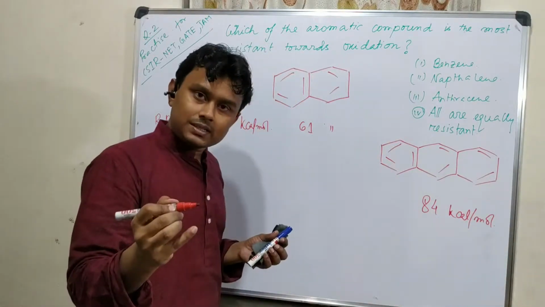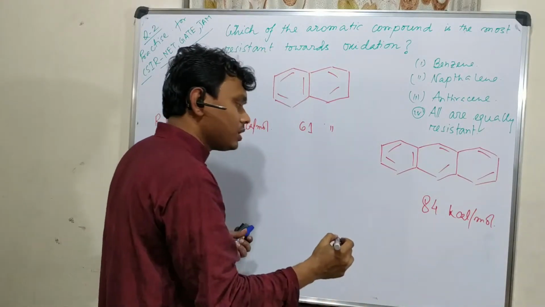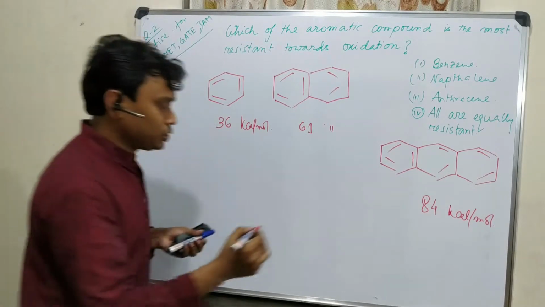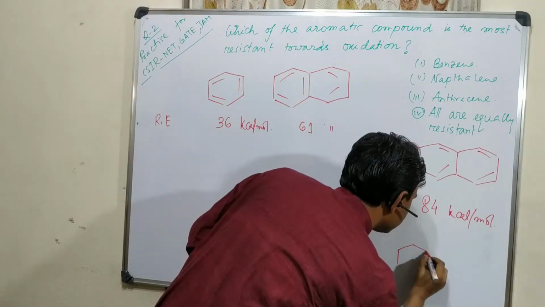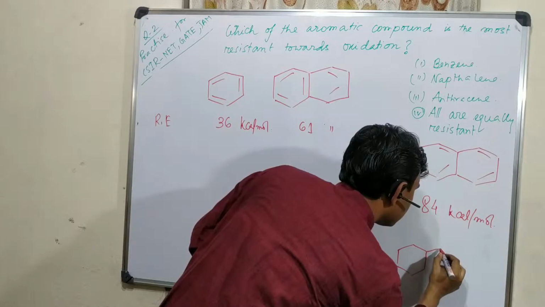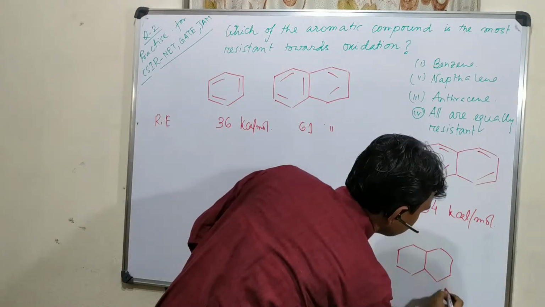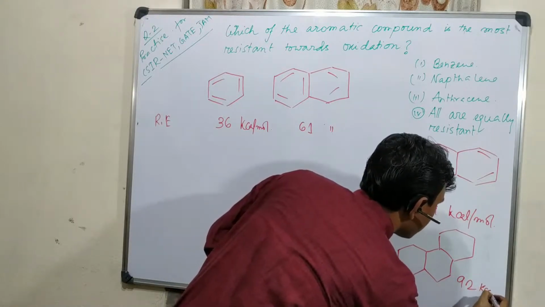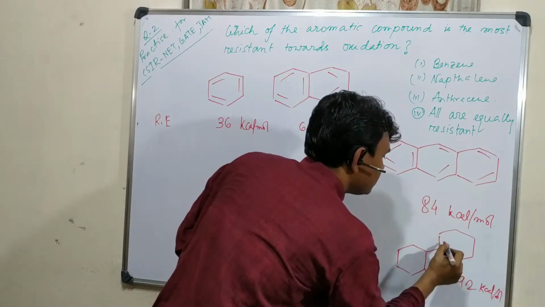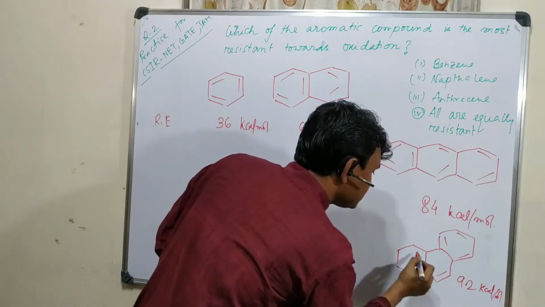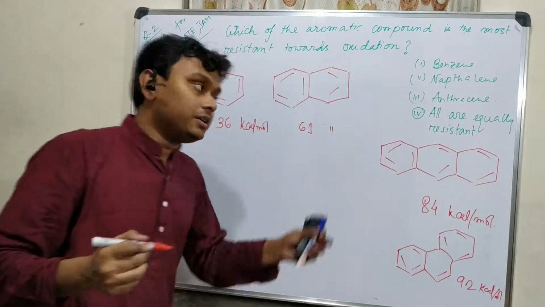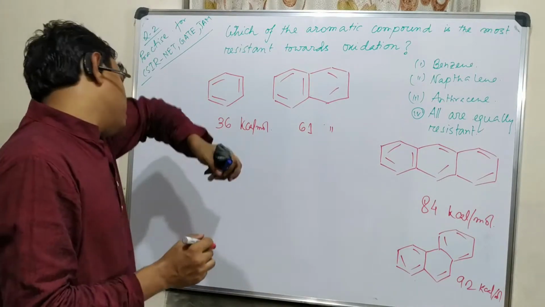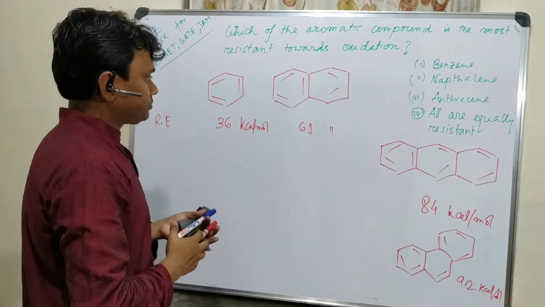And in this context, I will tell you the resonance energy of phenanthrene. You should remember, phenanthrene is this molecule with 92 kilocalorie per mole. Okay, keep this information in mind for value. Try to keep it in mind. A question may come.